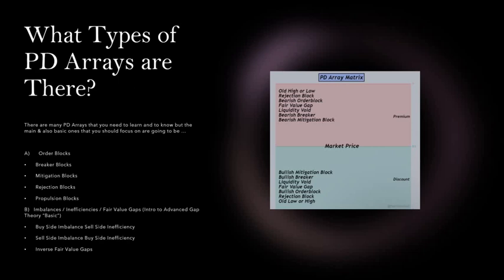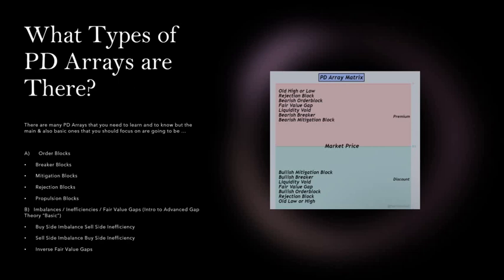What types of PD arrays are there? There are many types of PD arrays that you need to learn and to know, but the main and also basic ones that you should focus on are going to be order blocks, breaker blocks, mitigation blocks, rejection blocks, propulsion blocks. And then now, we also have imbalances, otherwise known as inefficiencies or fair value gaps, which are going to be the basic introduction to advanced gap theory, which we will go over in another video.